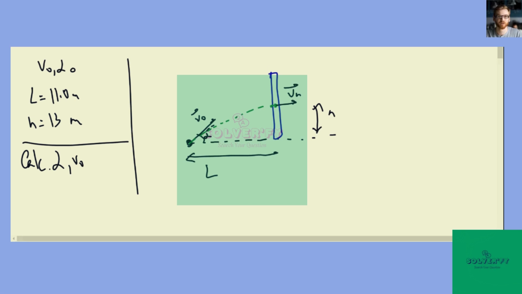A ball is thrown with an initial velocity and initial angle, and it hits the wall when it has only a horizontal component of the velocity. So if at this point it has only a horizontal component of the velocity, it means that the vertical component of the velocity is 0, and then this point A is the maximum of the parabolic trajectory of the ball.